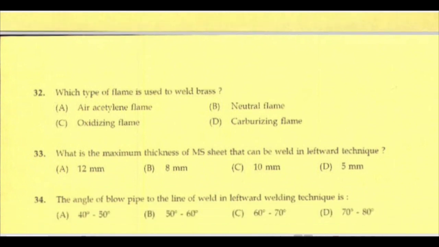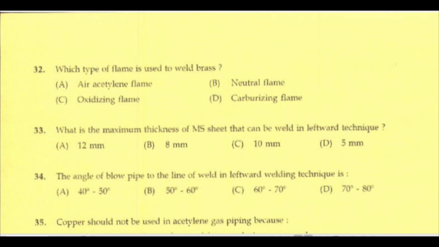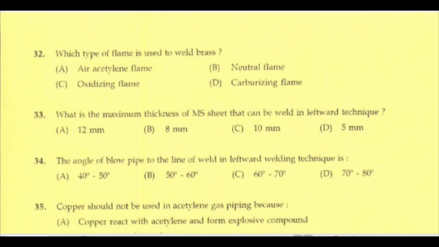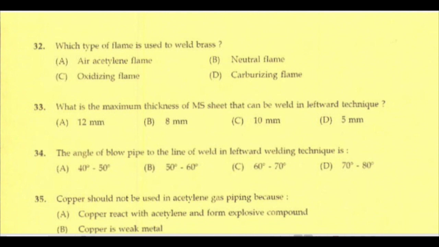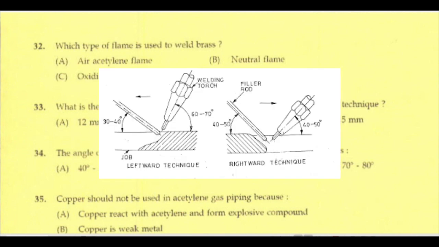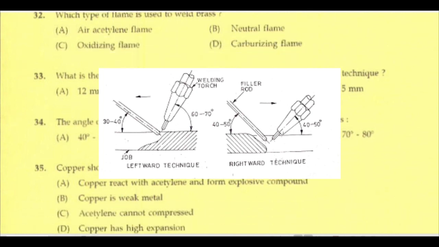Which type of flame is used to weld brass? For welding brass, an oxidizing flame is used. What is the maximum thickness of MS sheet that can be welded in the leftward technique? For welding MS sheet in the leftward technique, the maximum thickness should be 5 mm.